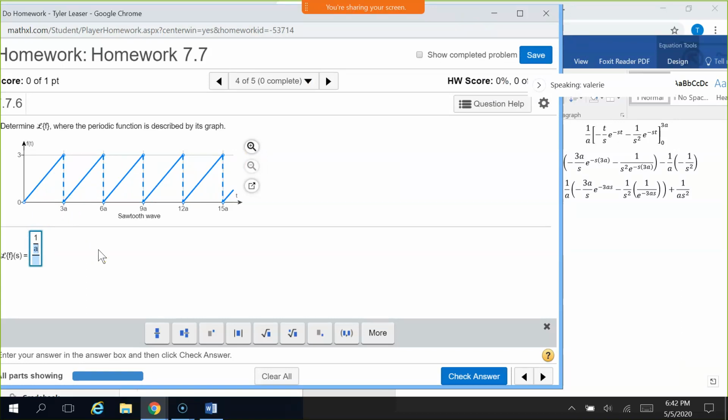So 1 over a, negative 3a over s, e to the negative 3as minus 1 over s squared. I guess I can just throw the e right onto that. That all plus 1 over as squared. And then that whole thing divided by 1 minus e to the negative 3as.